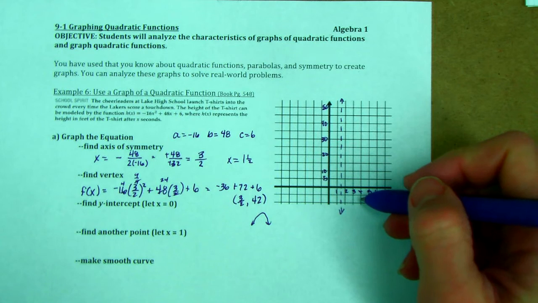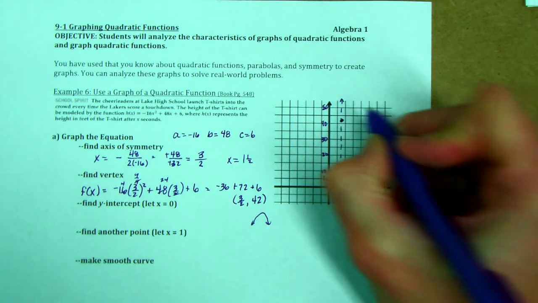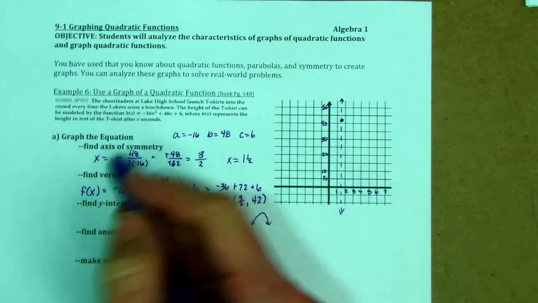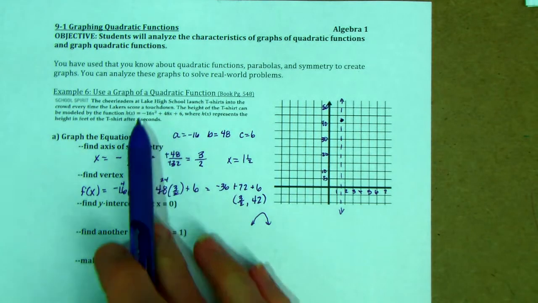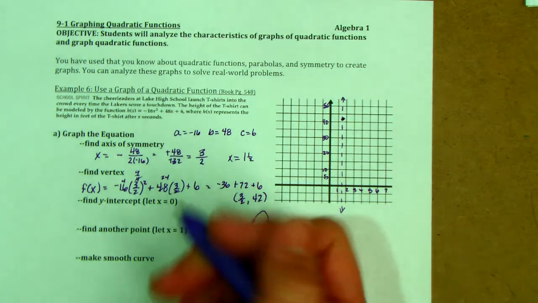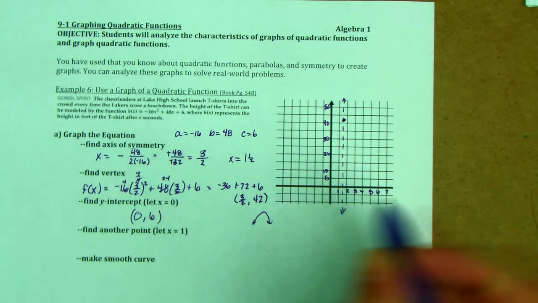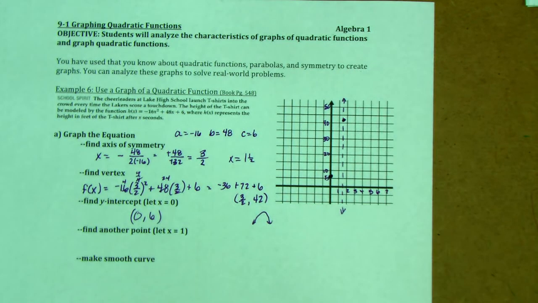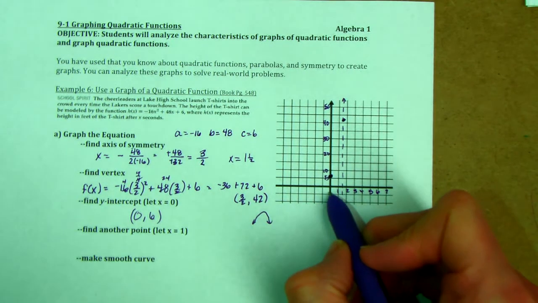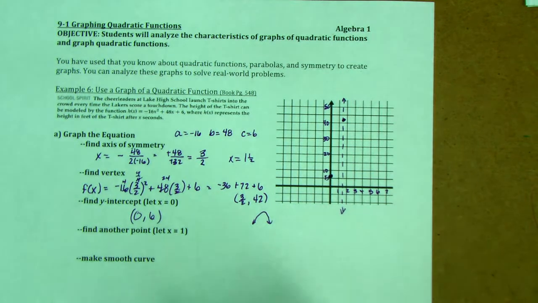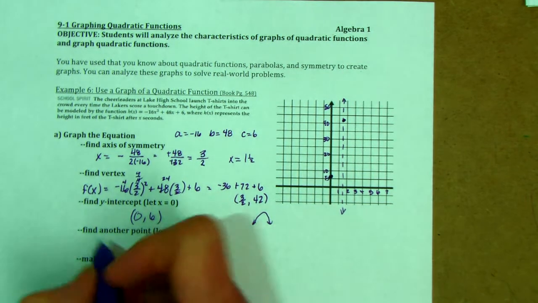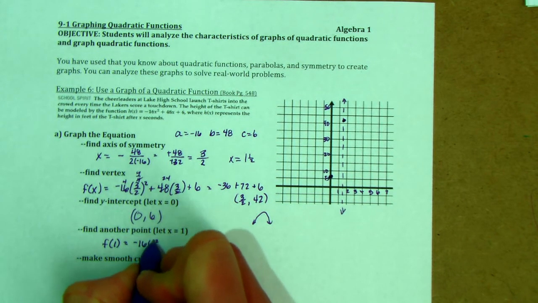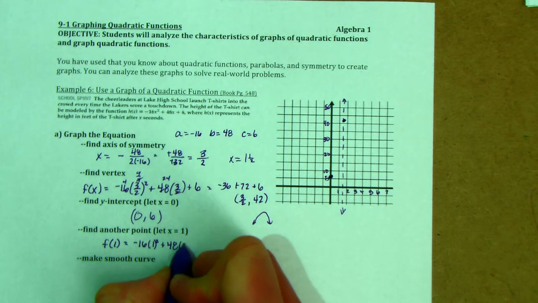Okay. So now let's find the y-intercept, meaning if I plug in 0, look at my equation. If I plug in 0 there, the only thing I'm going to get is that, 6. So right here, it is going to cross at 6. All right. So if 1 is at 6, then let's find x equals 1. Let's do f of 1. So negative 16 times 1 squared plus 48 times 1, and plus 6 gives me negative 16 plus 48 plus 6.